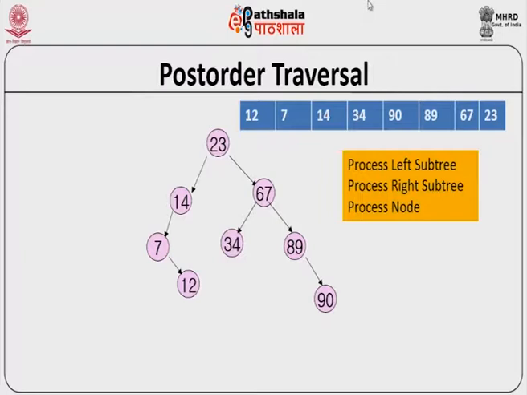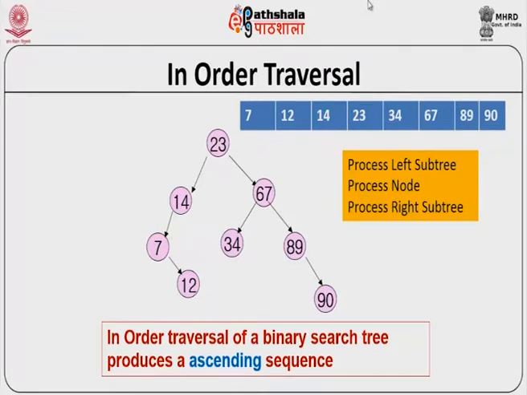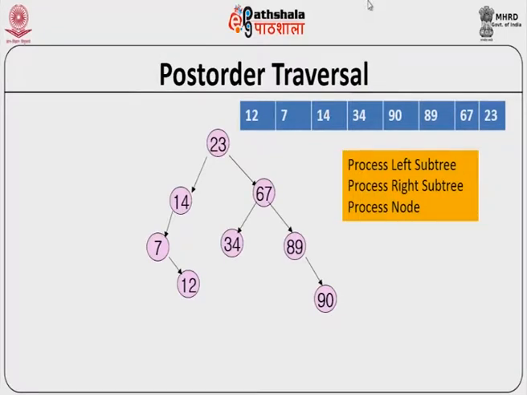So, you cannot process 7 yet, you have to process the right subtree. The left subtree is not there, so you process the right subtree, 12, then you process the node 7. Then after you finish that, you have finished the left subtree of 14, you have to process the right subtree, which does not exist. So, you process 14. Now, when you come to 23, you have processed the left, you cannot process 23, you have to process the right subtree. So, go to the 67 rooted tree. In 67, you should not process 67, you have to process the left subtree. So, you process 34. In 67, you finish the left, you have to go to the right.